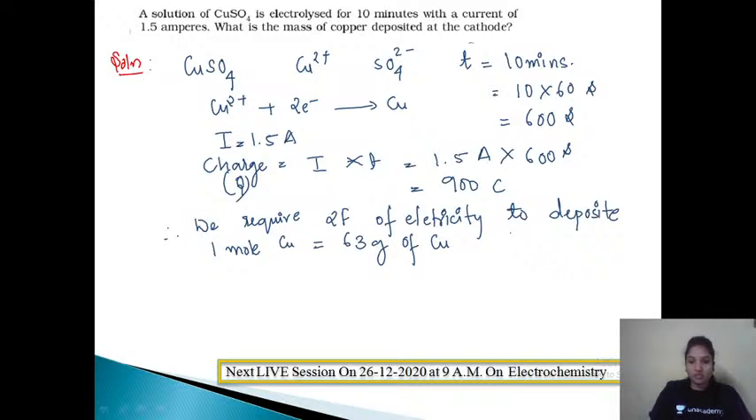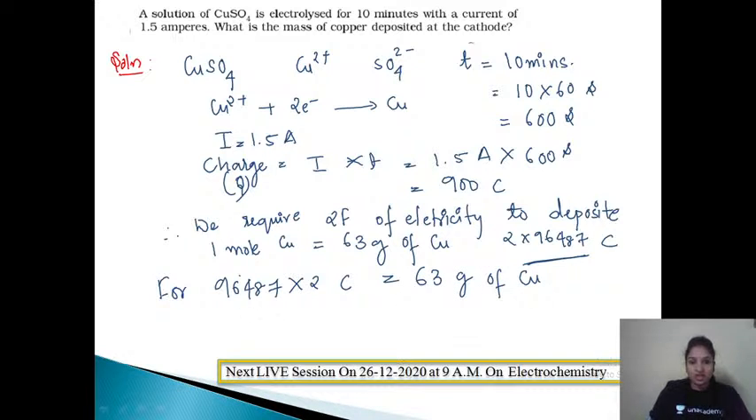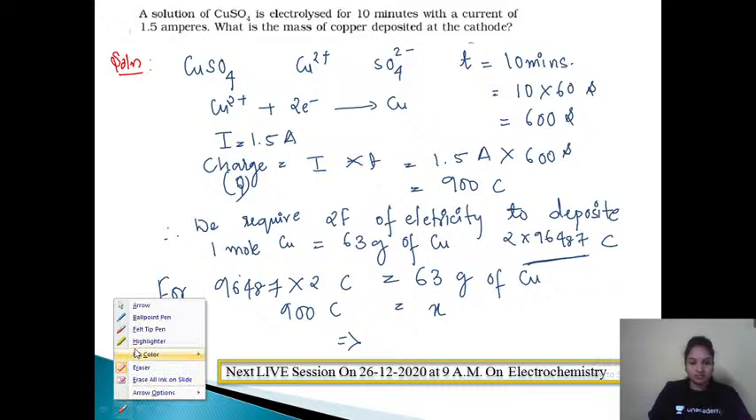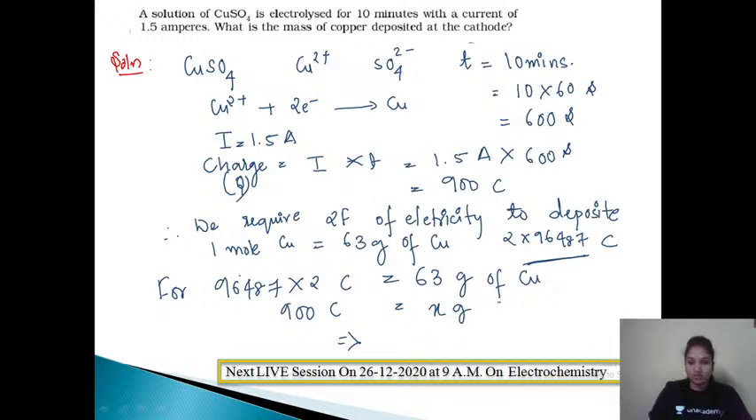So 2 into F is how much? 2 into 96487, right? So this much coulombs of electricity is required. Therefore, for 900 coulombs, how much copper would be deposited? For this much coulombs of electricity, 63 grams of copper is depositing. Therefore, for 900 coulombs, how much is getting deposited? So let us just see. For 96487 into 2 coulombs, 63 grams of copper is deposited, right? Therefore, for 900 coulombs, how much copper gets deposited? That is the question. So your answer would be, let us take this as X grams of copper gets deposited.